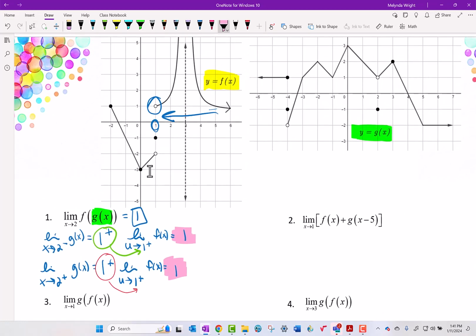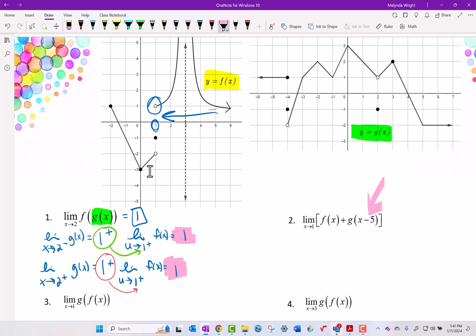So this one is different. I've got f of x plus g of x minus 5. Okay, this is strange notation. I want you to think back to pre-cal. What does this mean with transformations? What does that mean?